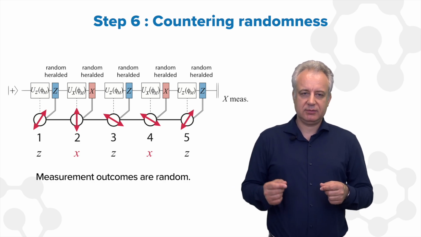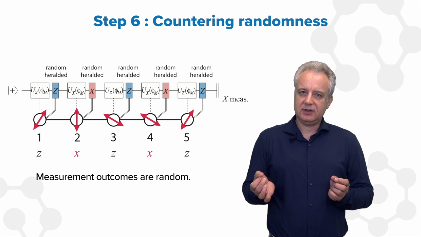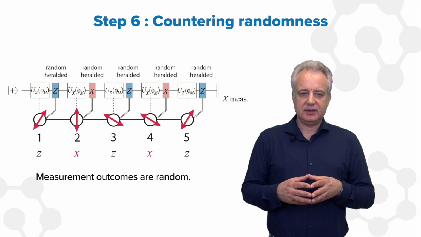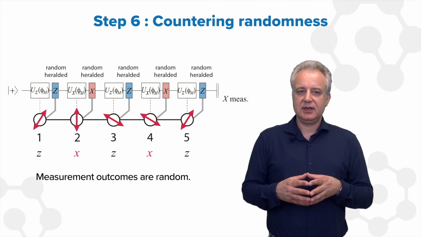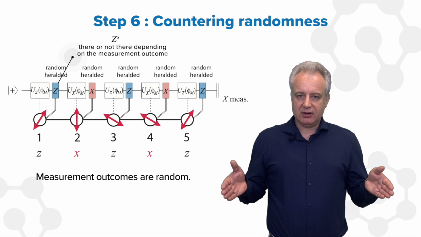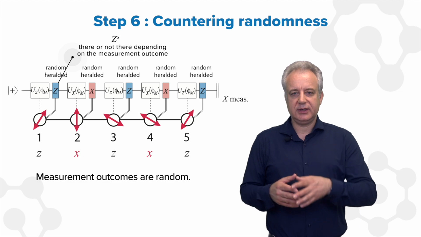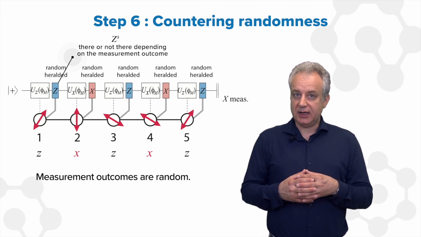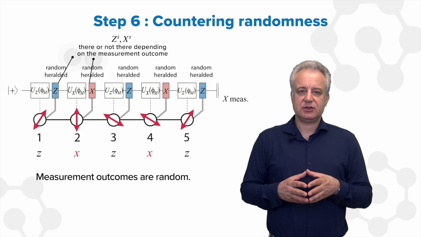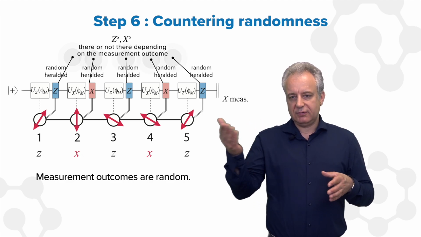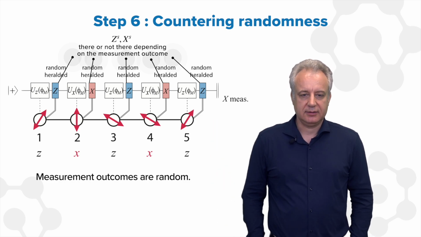As we discussed in step 2, what you get in addition are these byproduct operators. The first gate, which is about the z-axis, is supplemented by a byproduct operator sigma z that is either there or not there, depending on what the measurement outcome of qubit 1 is. And then on the second qubit, you have a byproduct operator sigma x, because it is associated with the rotation about the x-axis. And again, it is there or not there, depending on what the outcome of measurement 2 is. And then qubits 3, 4, 5 are just the same in this regard.